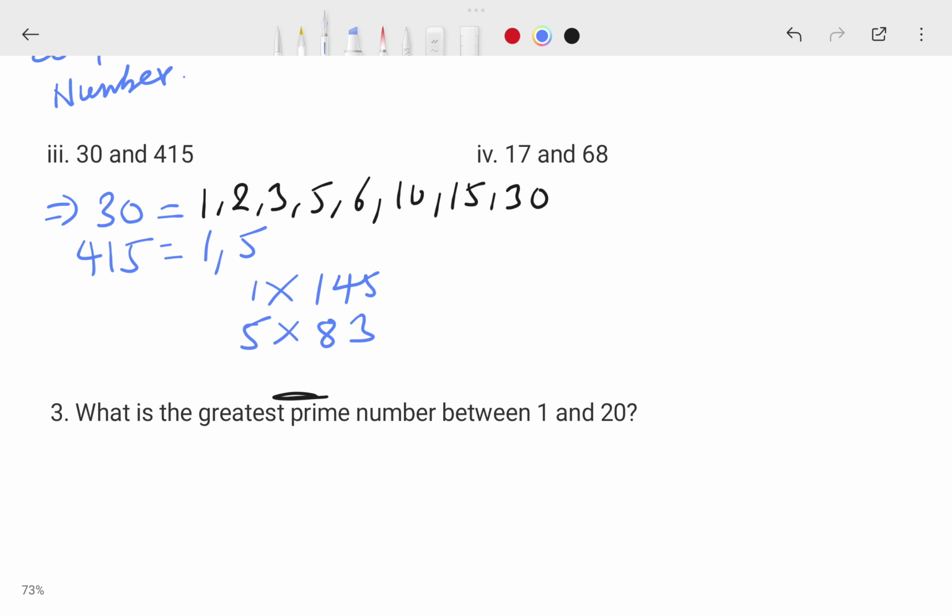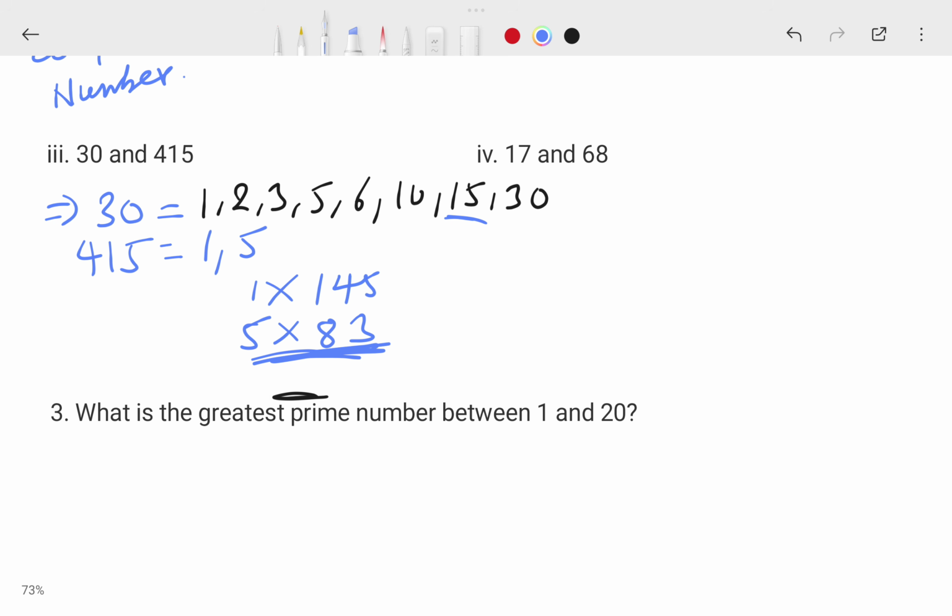Now if you count the other tables also, let's check whether it is there or not. In the 6 table, is 415 there? No, it is not there. In the 7 table, not there. 8 table, not there. 9 table, not. In the 10 table, not. 11 table, not there. 12 table, not. 13 table, not. In the 15 table, is it there? Let's find out. Not there. In the 30 table, is it there? No, it is not there. So generally, if you find the factors of this, these are the factors.